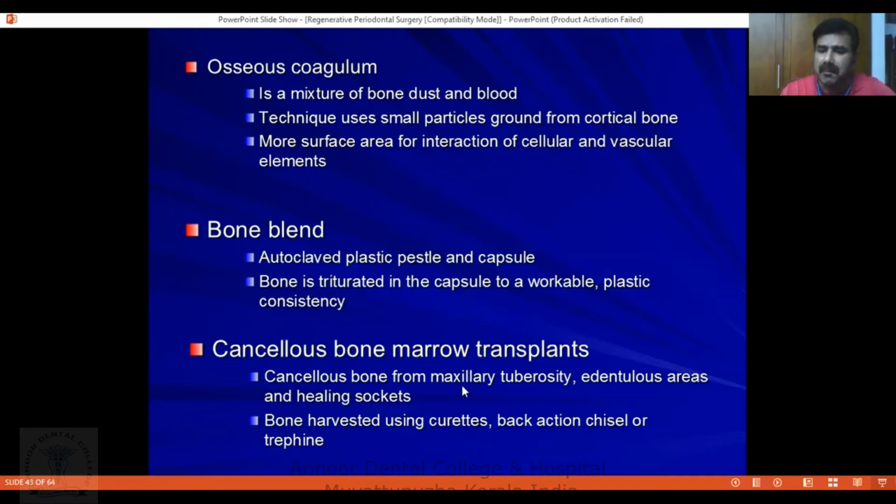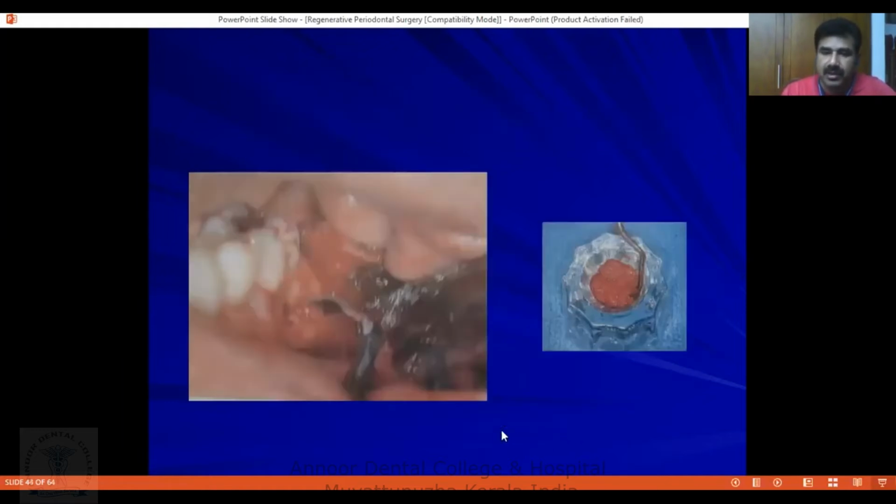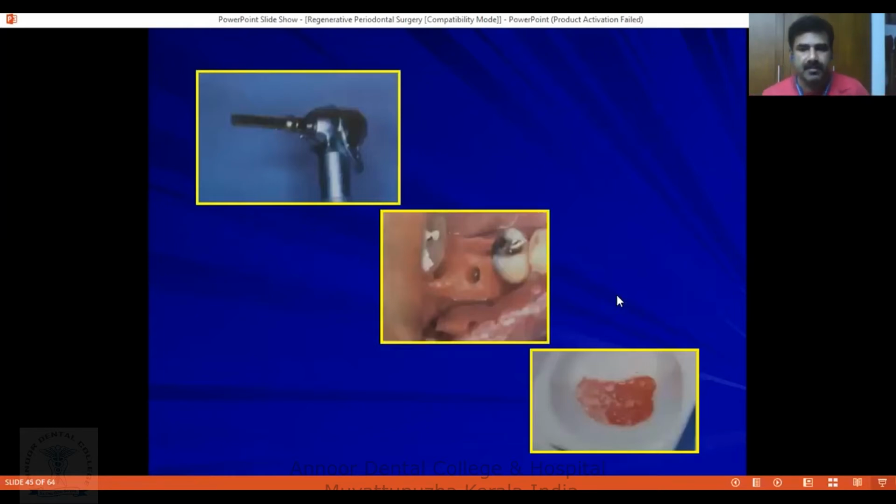And you will have marrow bone you can obtain from different areas, tuberosity, edentulous areas. And this bone is usually harvested using different types of curettes, chisels, or bone trephines. I'll just show you. Now, this is a back action chisel by which we just scrape the bone. Now, when you scrape, you get bone like this.